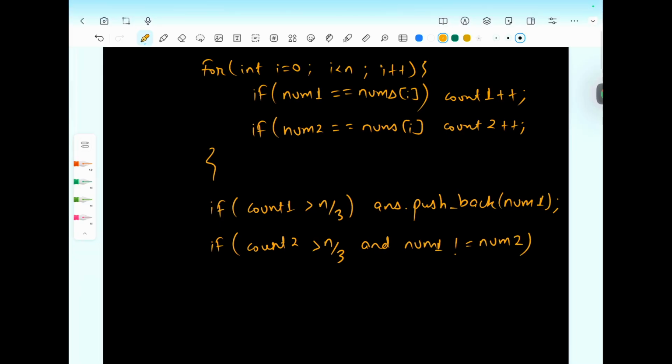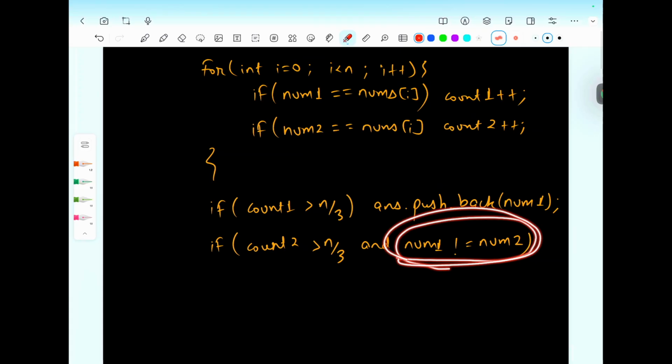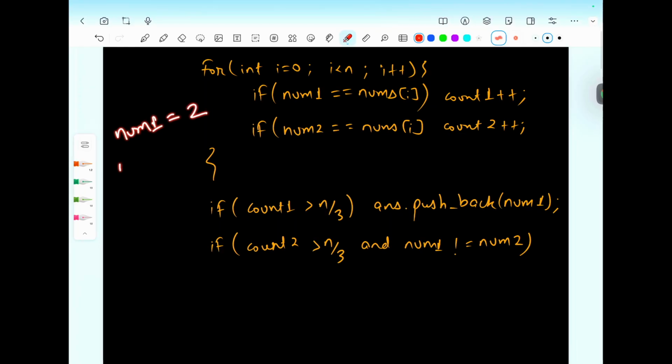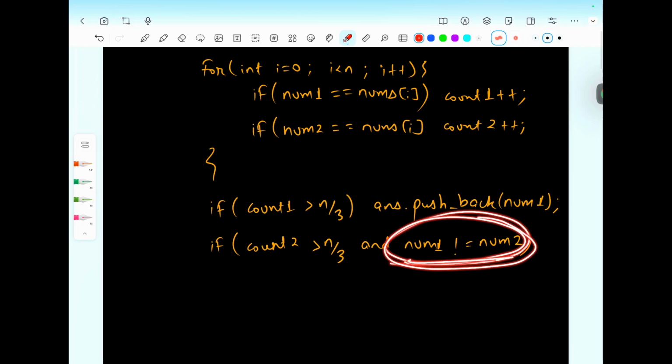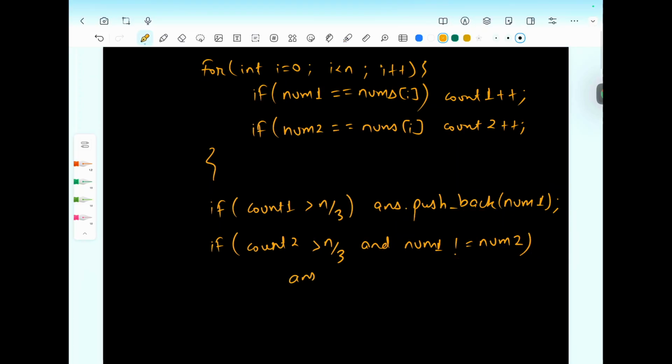Okay, so here I have written two conditions. First, we are checking if count2 is greater than n by 3, and we are also checking that the same number is not present in both majority elements. It can happen that num1 also contains 2 and num2 also contains 2, so both of them would have duplicate values. To eliminate that, we are writing one more condition. Then we can push back into the answer. This is our whole code.